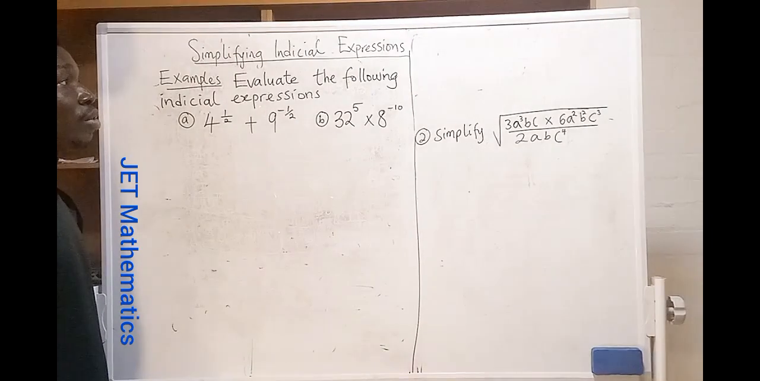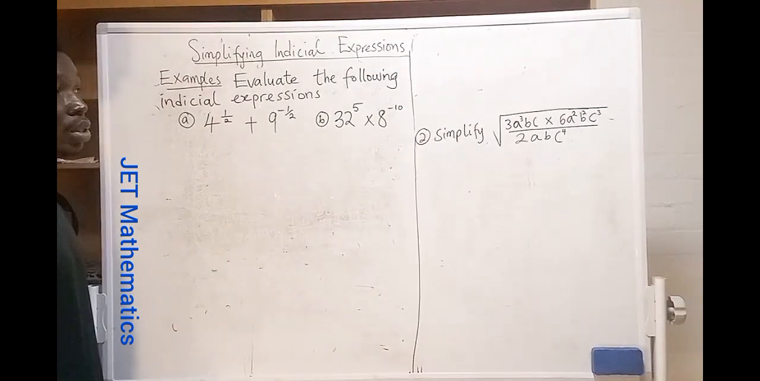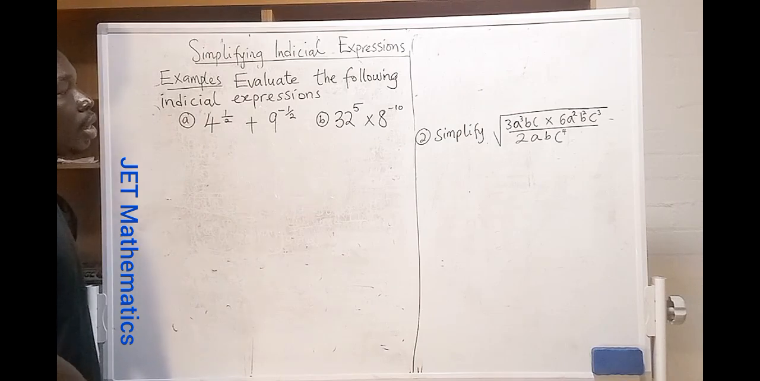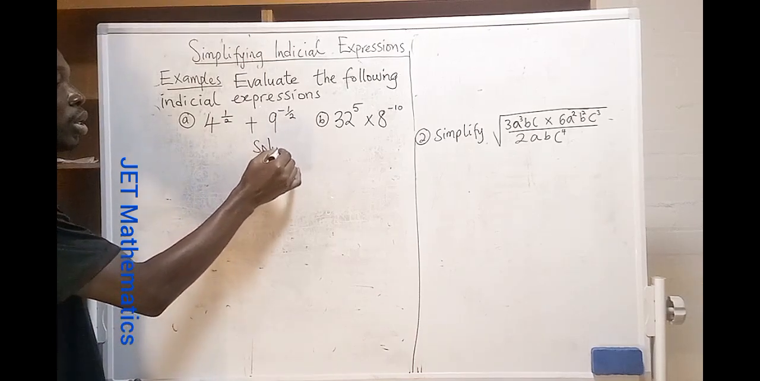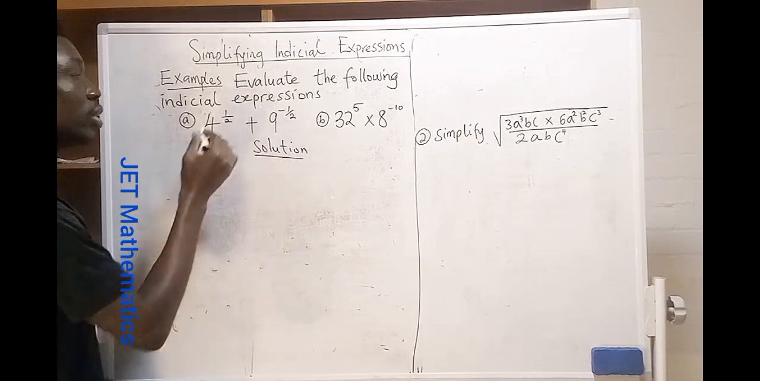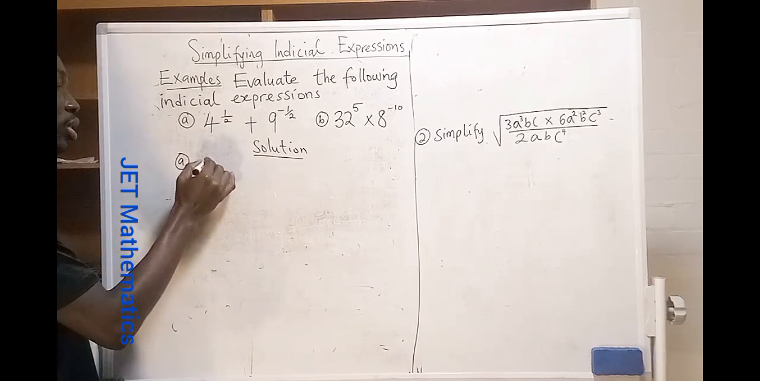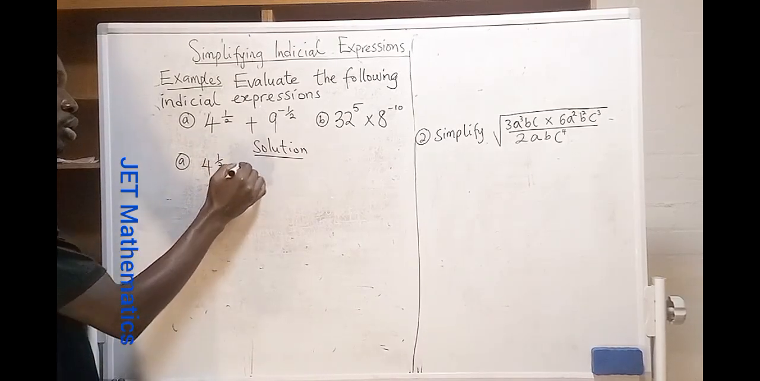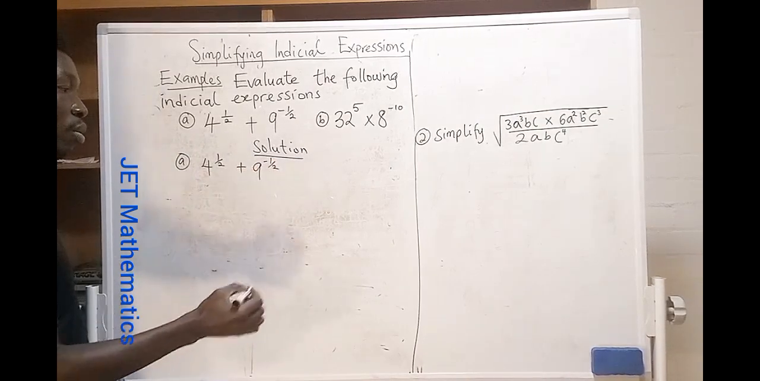Still on the series of solving expressions involving indices, we are going to look at the following examples. We're going to see how fast we can do this. The first question says we should evaluate these expressions. This is 4 raised to the power 1 over 2 plus 9 raised to the power of minus 1 over 2.